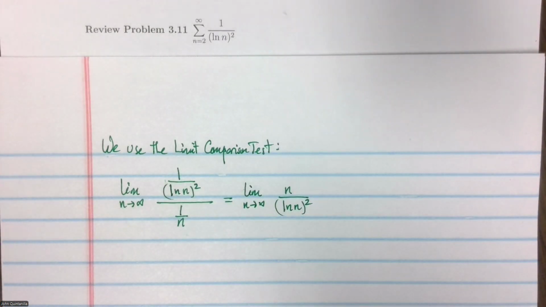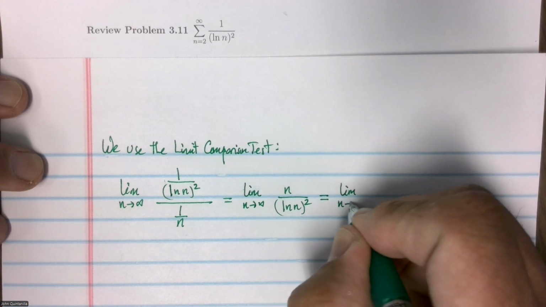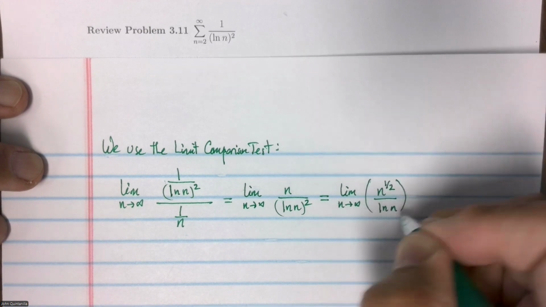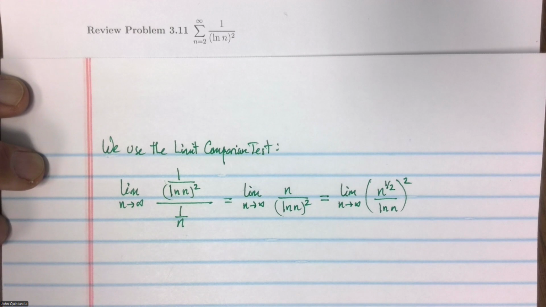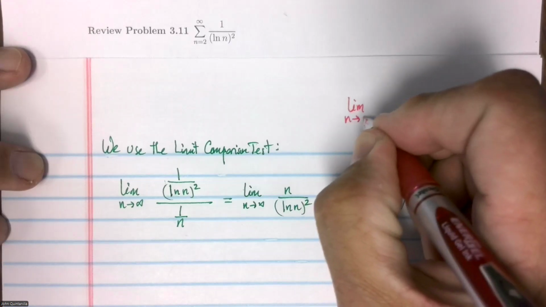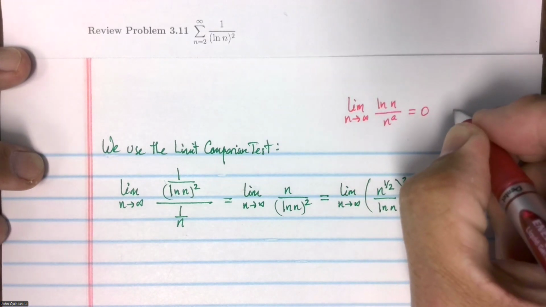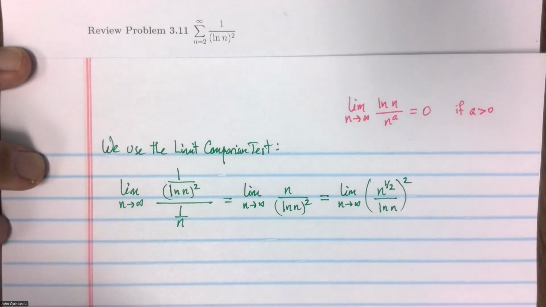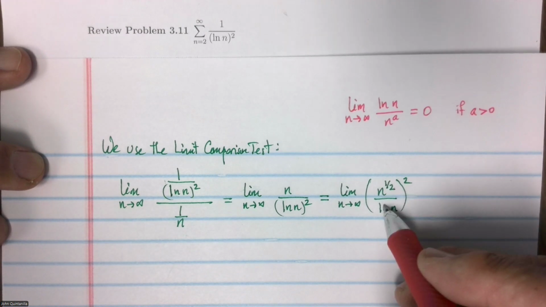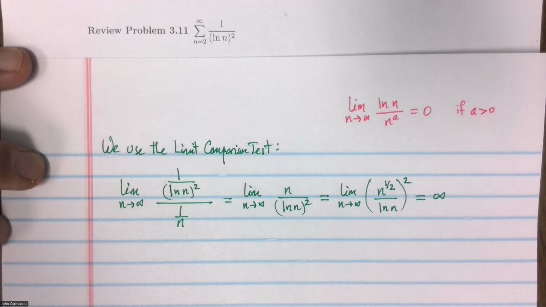Okay, from this point, there are two reasonable ways of proceeding. Let me continue the first way. Limit as n goes to infinity. Let's write this as n to the 1/2 over natural log n, whole thing squared. Now, why do I write it that way? I do that because one of my basic limits that I have memorized is that the limit as n goes to infinity of natural log n over n to the a is equal to 0 if I have any kind of exponent that is positive. And so the reciprocal here would actually blow up. And so this is actually equal to infinity. Okay, that's one way of establishing this.